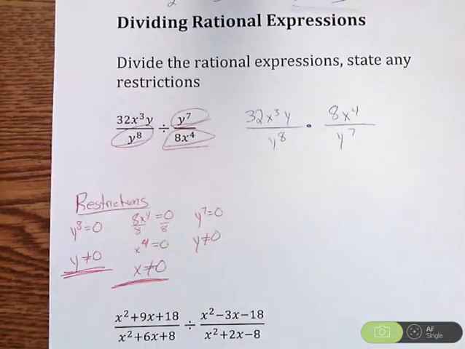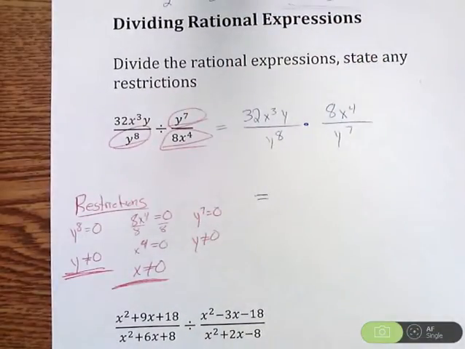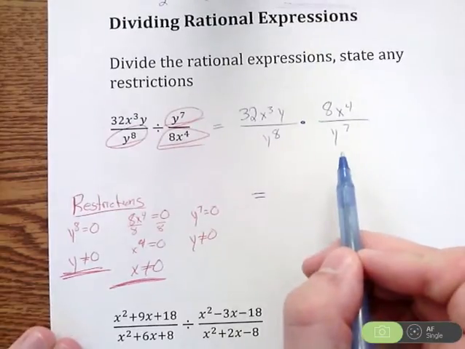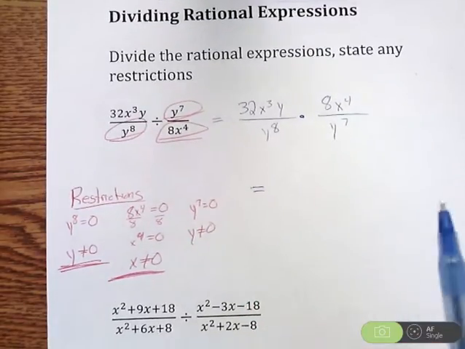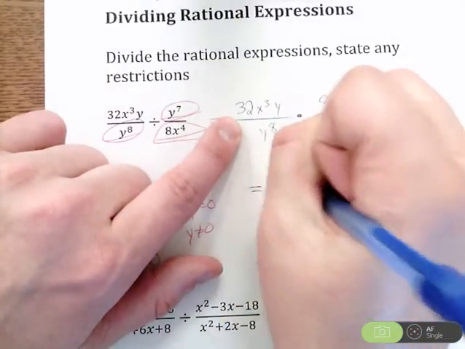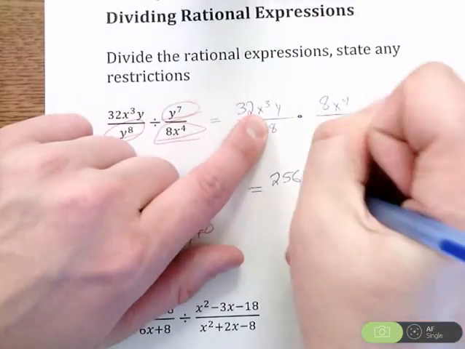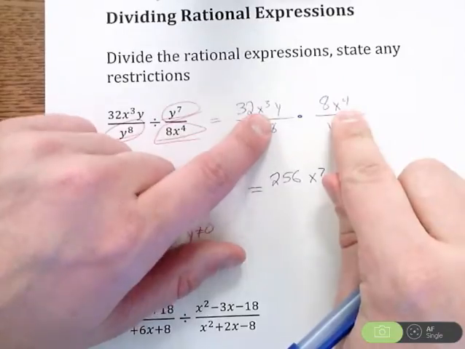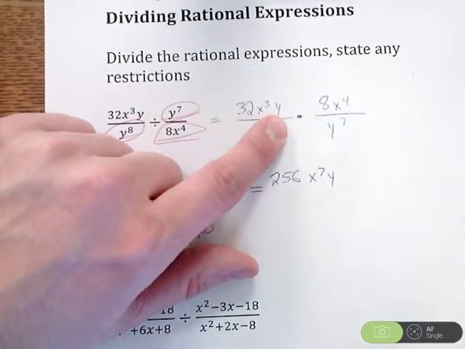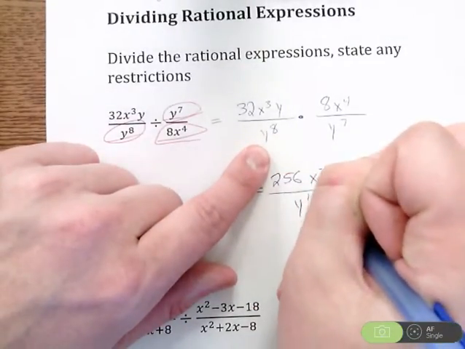Now it's become a multiplication problem, and you're going to find not a whole lot changes from the multiplication problems we did earlier. If you still struggle with multiplication, maybe watch the multiplying rational expressions 1 and 2 videos. The top multiplies with the top. I'm going to start with numbers, then x's, then y's. 32 times 8 is 256. x to the third and x to the fourth becomes x to the seventh. Then I have a y up there. In the denominator, I have y to the eighth and y to the seventh, which becomes y to the 15th.